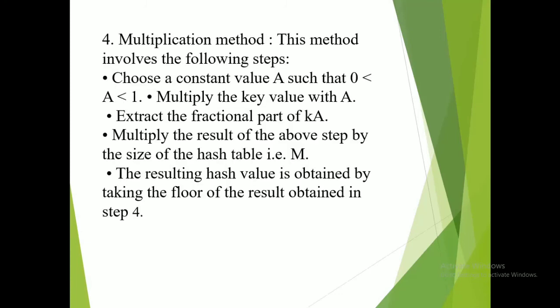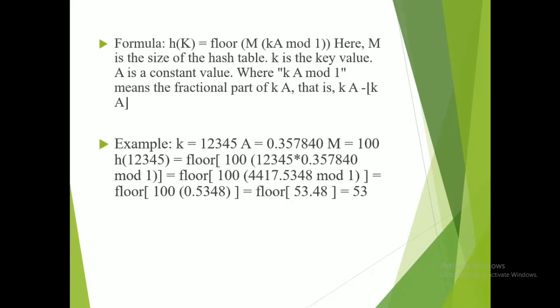Next method is the multiplication method. This method involves the following steps. Choose a constant value a such that 0 is less than a and a is less than 1. Multiply the key value with a. Extract the fractional part of ka. Multiply the result of the above step by the size of the hash table, that is m. The hash value is obtained by taking the floor of the result obtained. The formula is next.